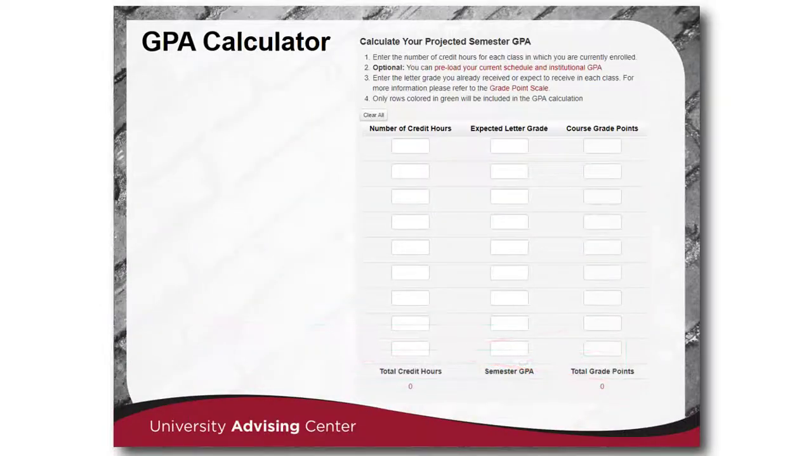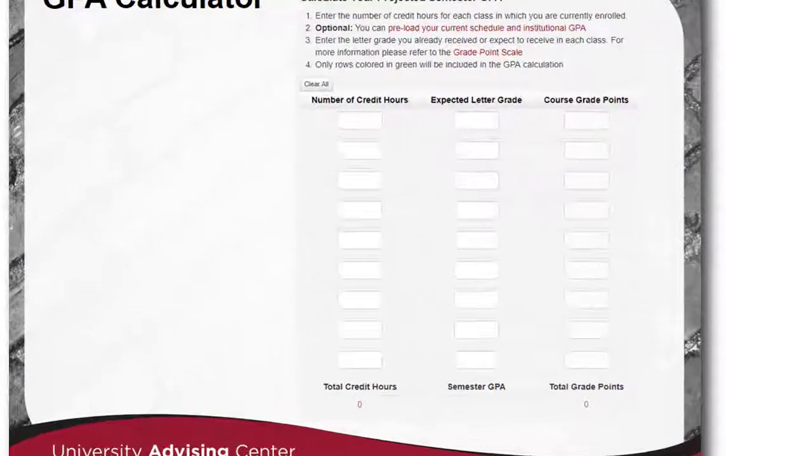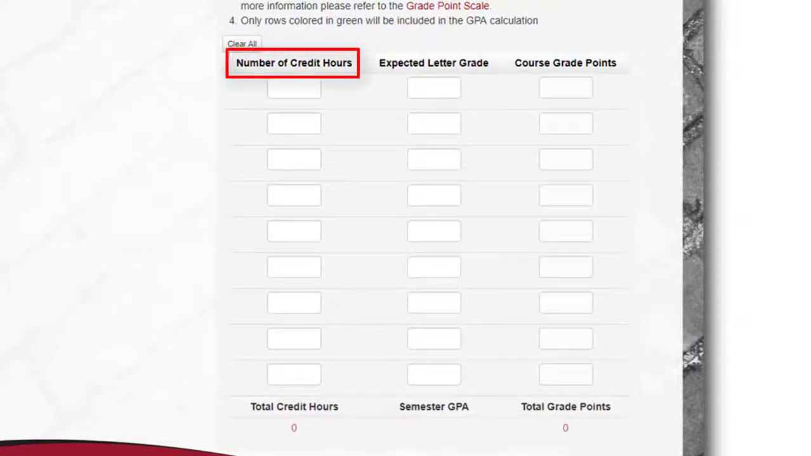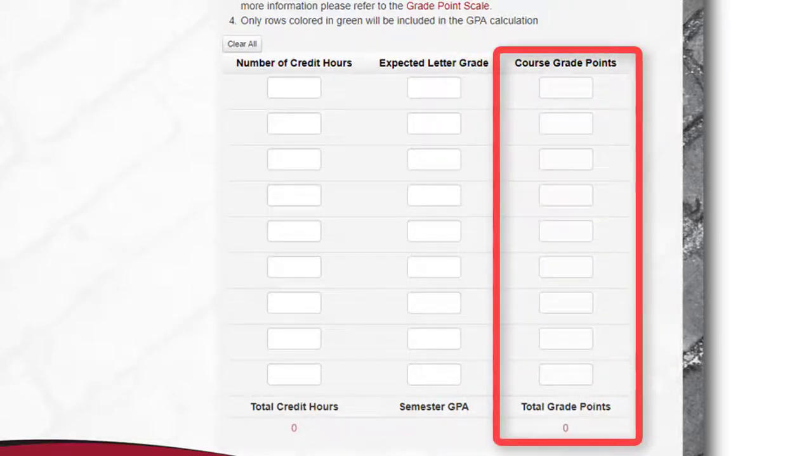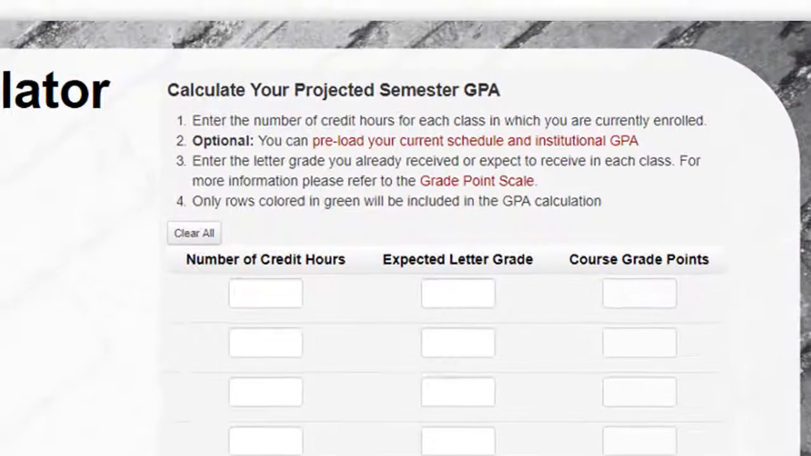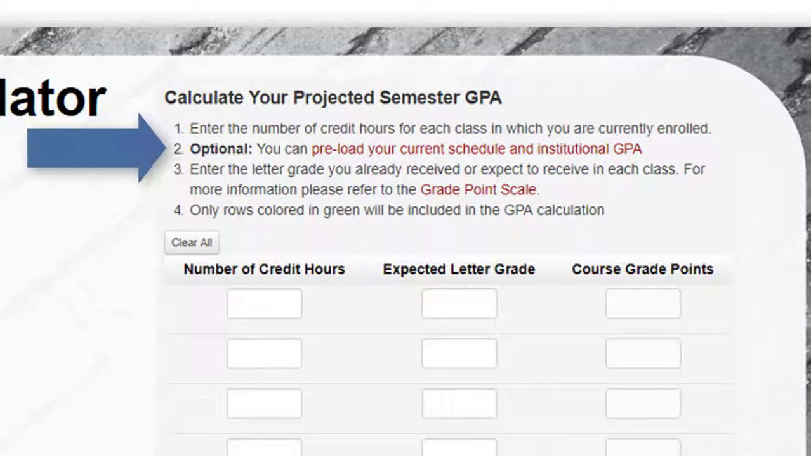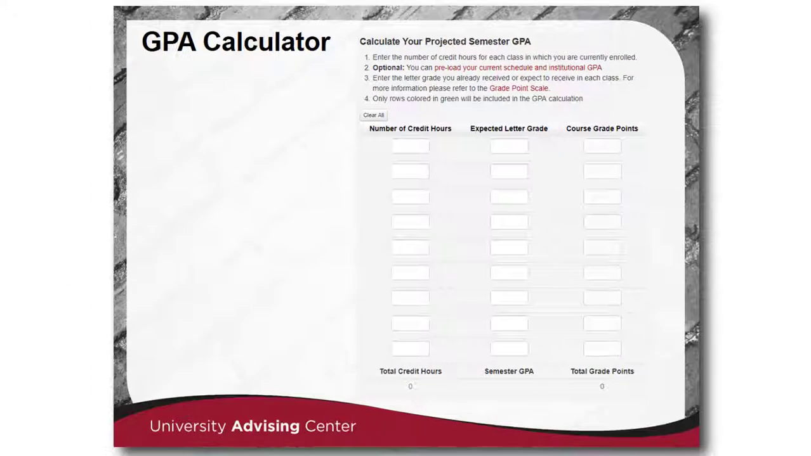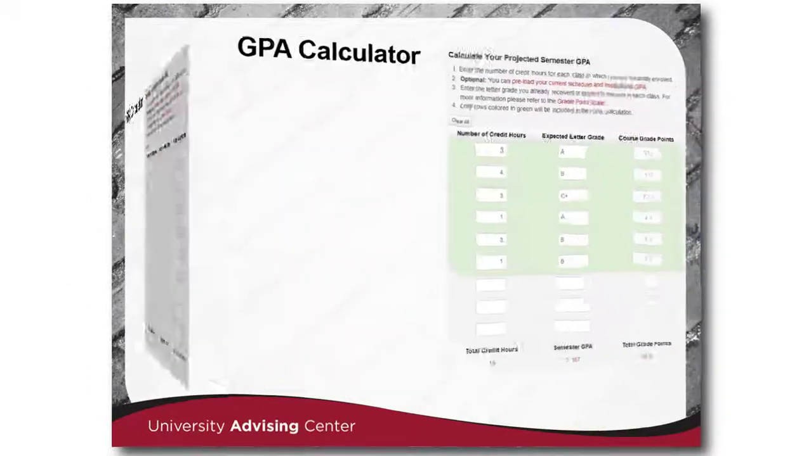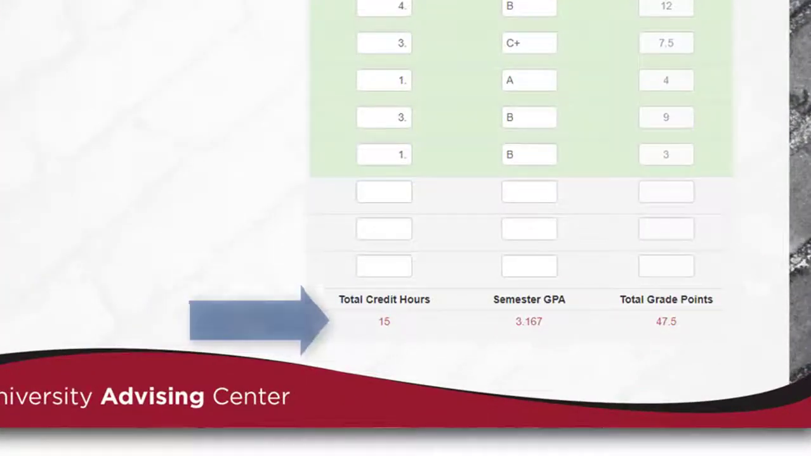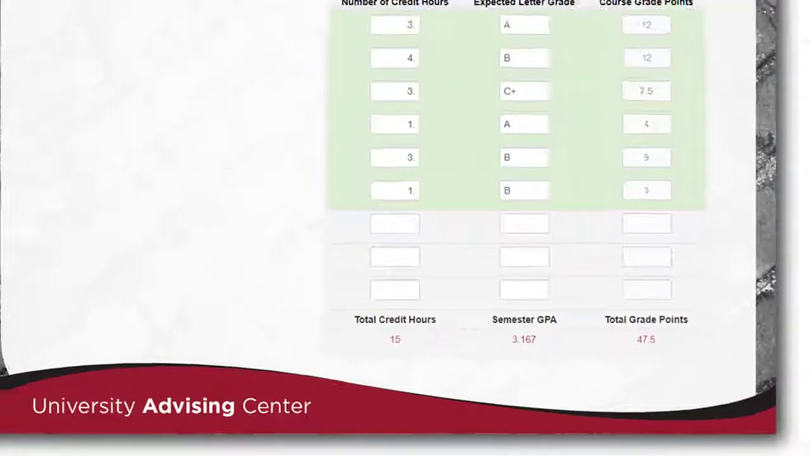To begin calculating your projected semester GPA, you will want to enter the credit hour number of the courses you are taking as well as your anticipated or final grade. The calculator will calculate your quality points or grade points. You can also have your current schedule and institutional GPA preloaded from Self-Service Carolina through the GPA calculator. You will see that the quality points or grade points divided by the total number of credit hours taken will result in the semester GPA.